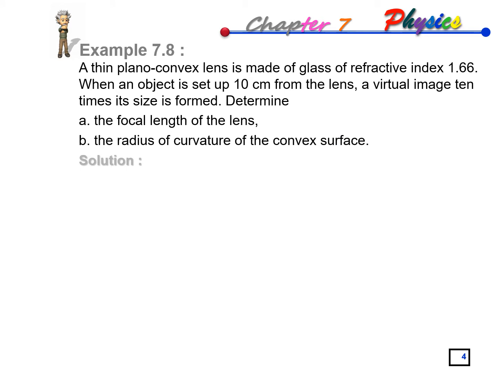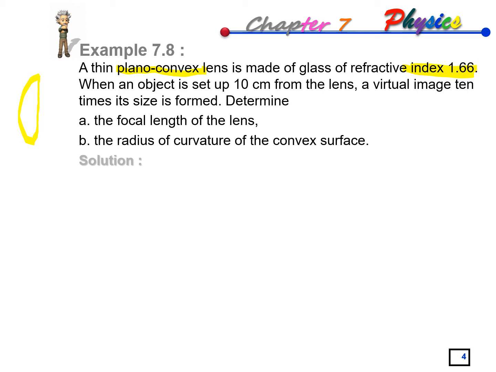Okay, so next we look into example 7.8. We have a thin plano-convex lens. Plano-convex means you will have a convex side, and the other side will be flat. The lens is made of glass, and the refractive index is given as 1.66.